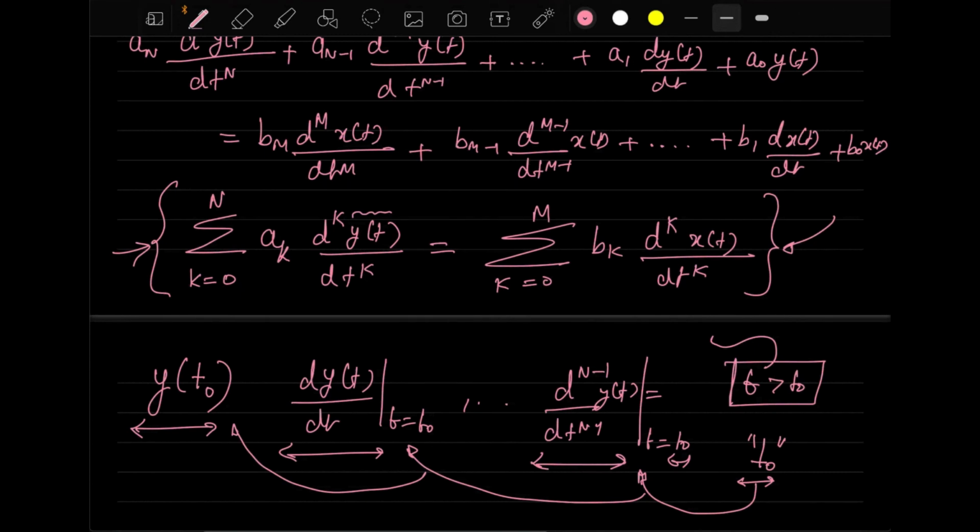In the next class, we will discuss more about these differential equations and try to solve them from a signals and systems point of view. If you do not have any questions, then we can close this class today.